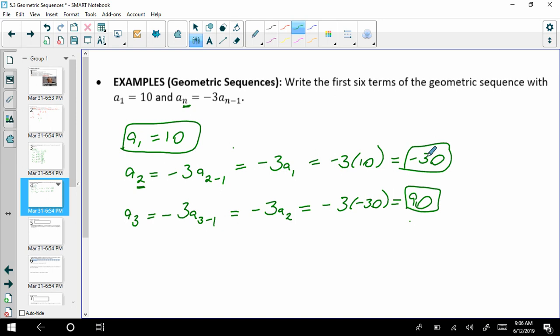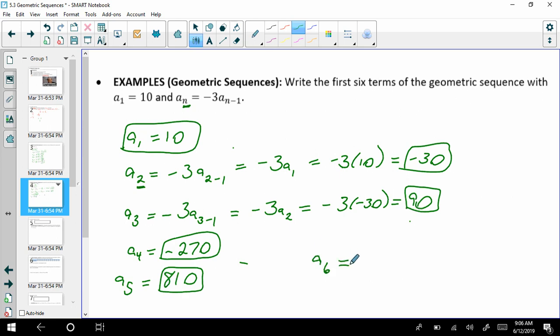They went from 10 to negative 30 to 90. What are they multiplying by? They're multiplying by negative 3. So if you want, you can skip the work and just continue multiplying by negative 3. So 90 times negative 3 would be negative 270. Negative 270 times negative 3, positive 810. And 810 times negative 3, negative 2,430. Don't think you've done something wrong if you get some pretty large or pretty small answers today. That will happen when you're multiplying.